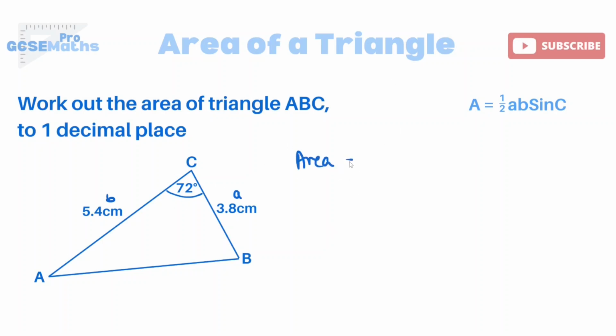So the area equals, we just sub it into our formula now, half. Now these are all just times together. So 3.8 times 4.5 times sine of the angle 72. Make sure to close all your brackets.